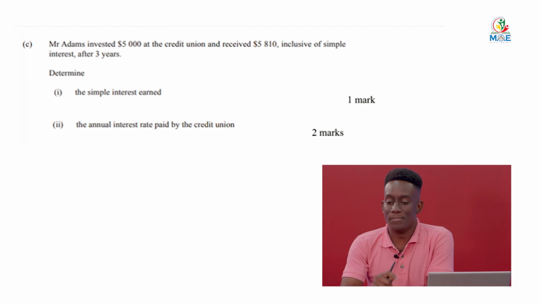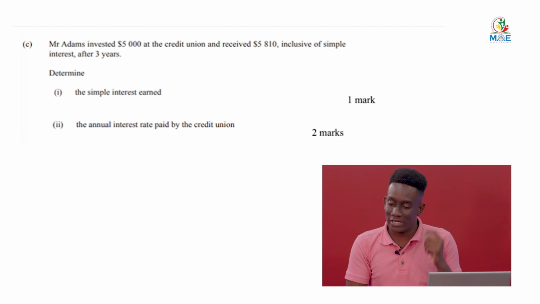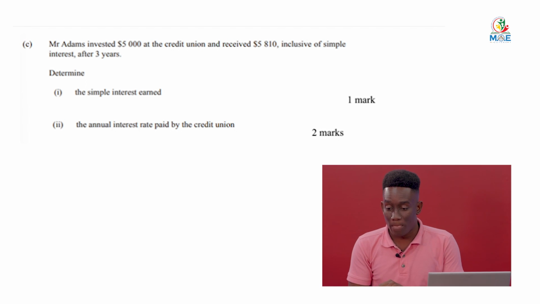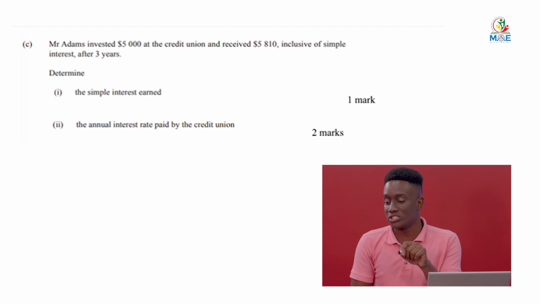So the first question says, Mr. Adams invested $5,000 at a credit union and received $5,810 inclusive simple interest after 3 years. Determine the simple interest received. This question goes for 1 mark.